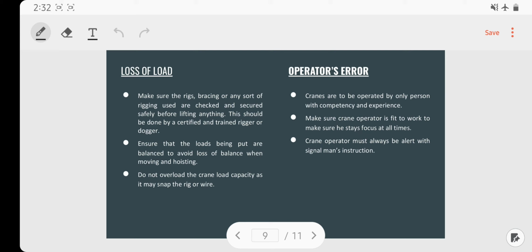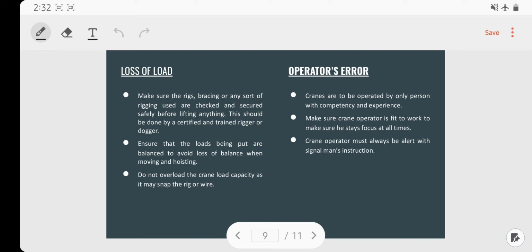do not fall. And then we have to ensure that the loads being put are balanced to avoid loss of balance when moving and hoisting. For example, when you carry brick, you can't carry brick that is heavy on one side. This may cause imbalance, and this may cause the material to fall down.